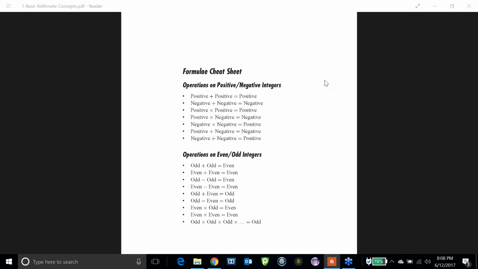So now coming to the formula sheet. When you add two odd numbers, what will be the resultant? It's an even number. So when you add two odd numbers like 1 and 3, the resultant is 4, where 4 is an even number. In the same way, you can substitute a few values and check the formula sheet.